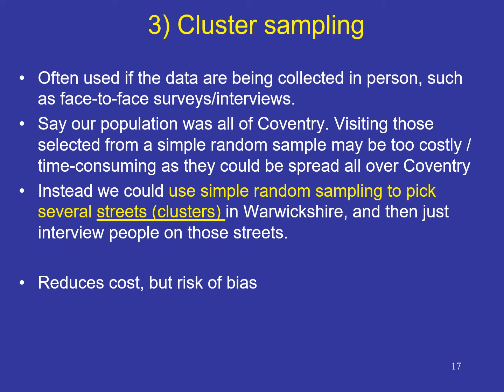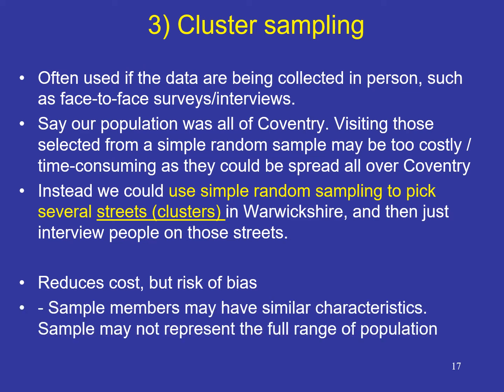So this does reduce costs, but there is a risk of bias. We might not necessarily get a true reflection of everybody in Coventry because people on the same street may have similar characteristics. They may be related, or they may be friends, they may have similar interests, so we may not get the true spread of everyone throughout the population.